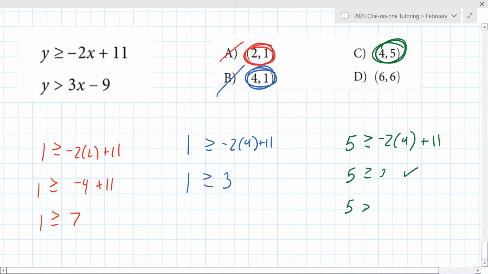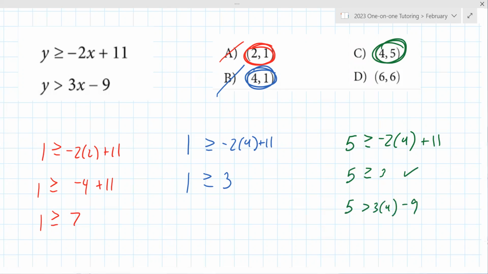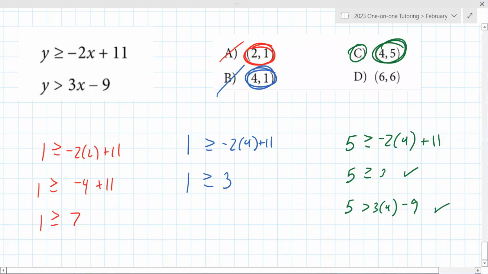Is 5 greater than 3 times 4 minus 9? Yes. So this would be our correct answer. Okay, so the problem I'd like you to try, and we're not going to go into standardized test prep, but these are good questions. They're really related to what you've been doing. I'd like you to just try one here.